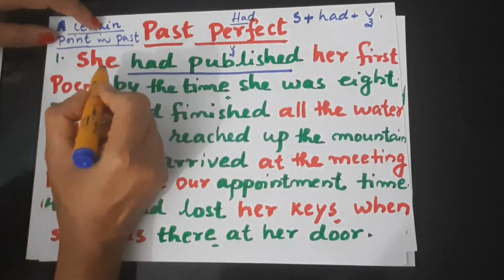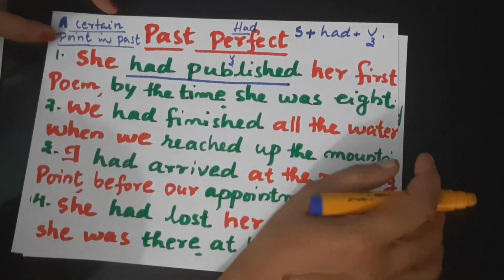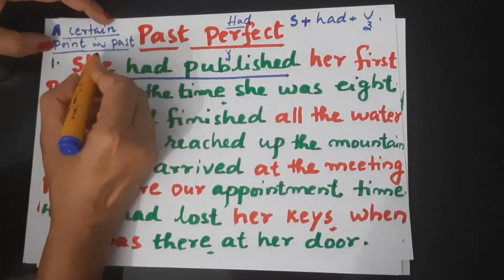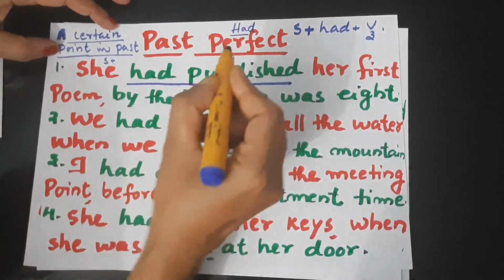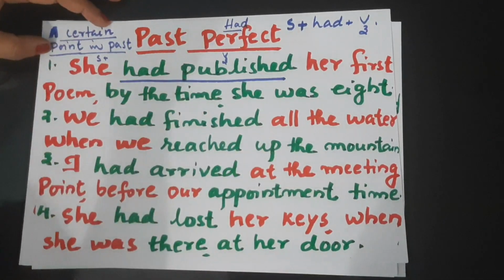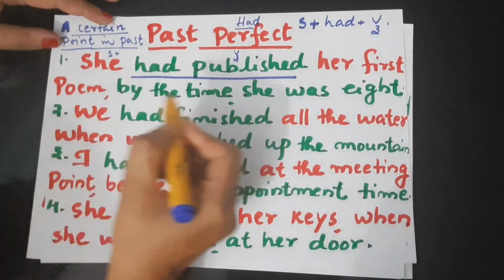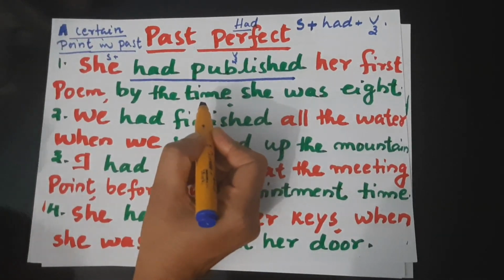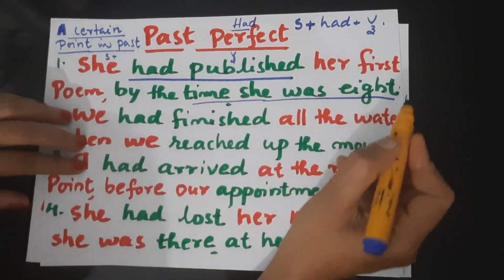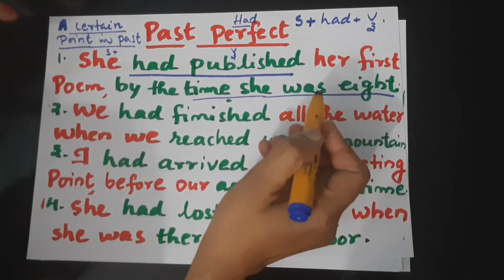See, she had published her first poem by the time she was 8. See, had published: subject plus had plus V3 form. The structural format is this: subject plus had plus V3 form. Past perfect. By the time she was 8 is a certain point in the past, isn't it?